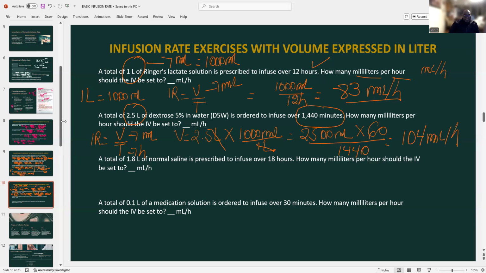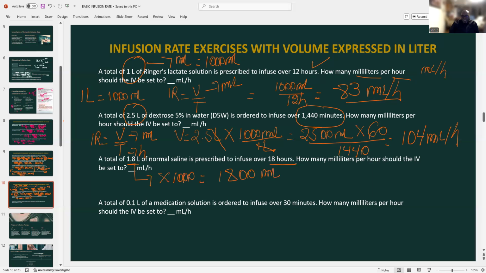All right, let's look at the next one. You got 1.8 liter. I got time. Time is correct, it's in hours. So I gotta multiply that by 1,000 because it's in liter and we gotta go to milliliter. 1.8 times 1,000, you have now your new volume in milliliter. It's gonna be 1,800 milliliter.